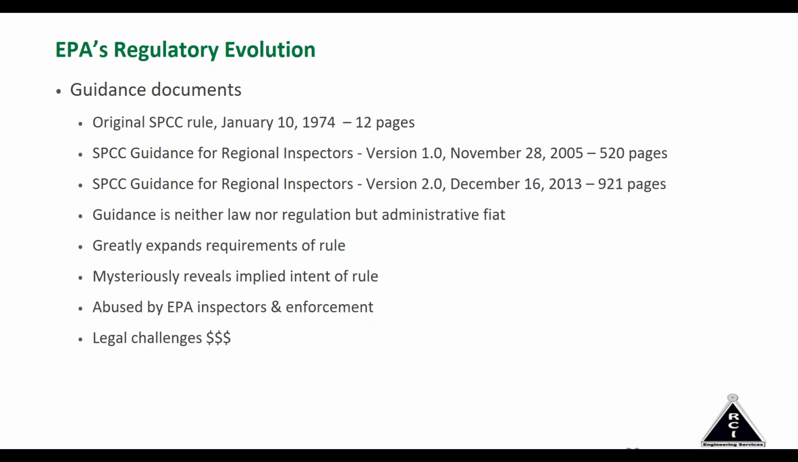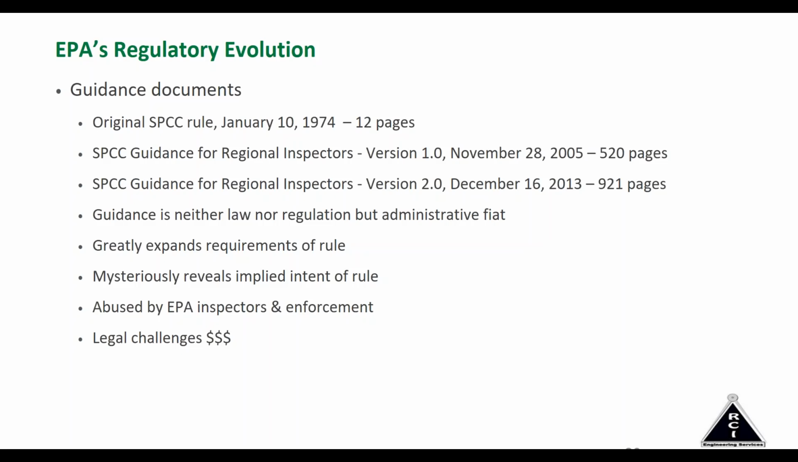They mysteriously, what I call mysteriously, filled in the blanks, or it reveals implied intent that was never spelled out in the rule or the preamble to the rule. And we feel like this is one of the biggest areas of abuse by EPA right now. And again, it's very difficult to go back and get fines and citations taken off. They just will not work with us anymore, even if they are clearly in the wrong.